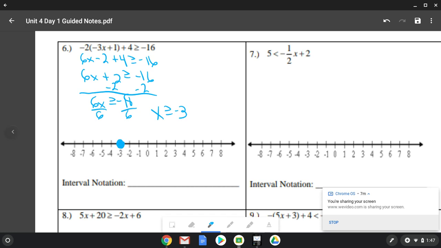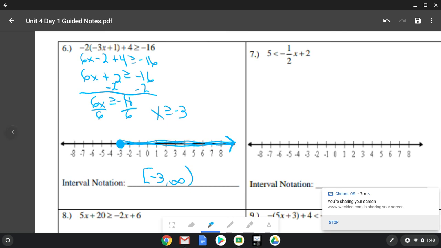We are shading to the right because that's the direction the arrow is pointing. And in interval notation, it goes negative 3 comma to infinity because it's shaded to the right. And then we just have to decide at that negative 3, because I know that all infinity signs are always going to be parentheses. The sign for a closed circle is going to be a bracket, if you remember that from yesterday. So that's how we denote the difference between a closed circle and open circle: a parenthesis for an open circle and a bracket for a closed circle.